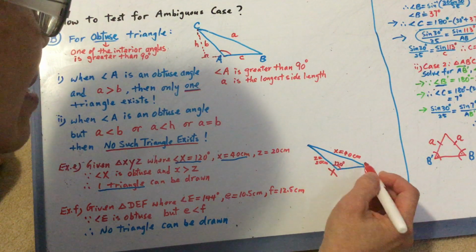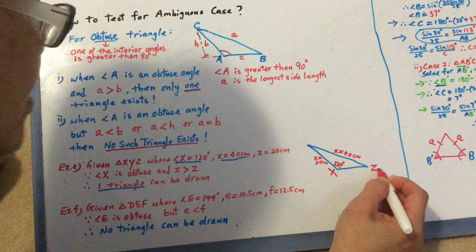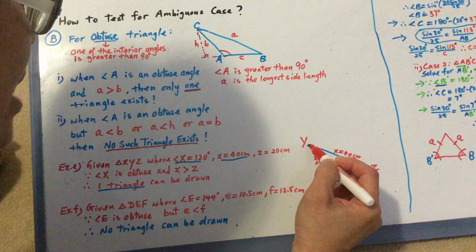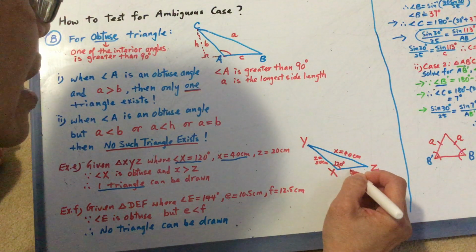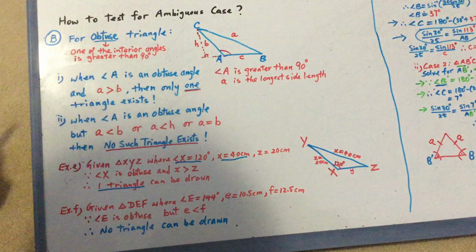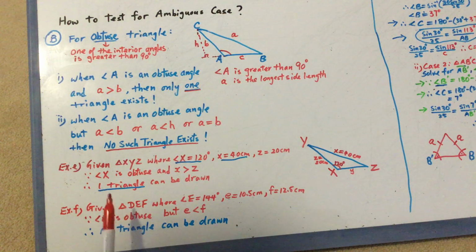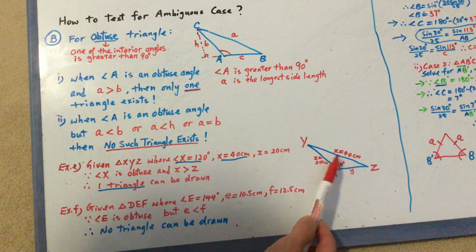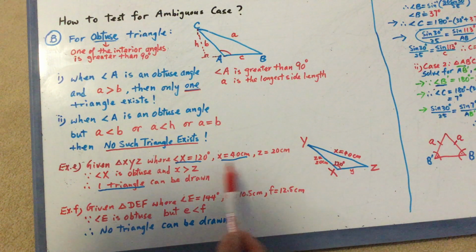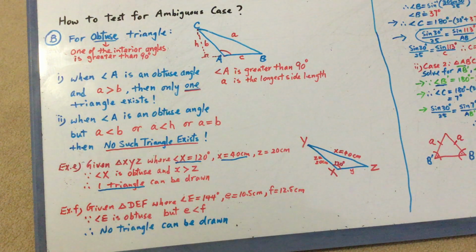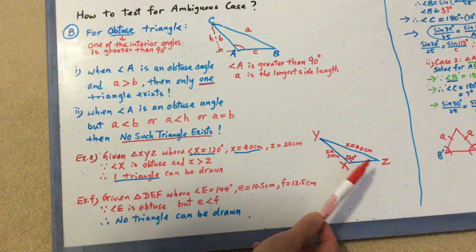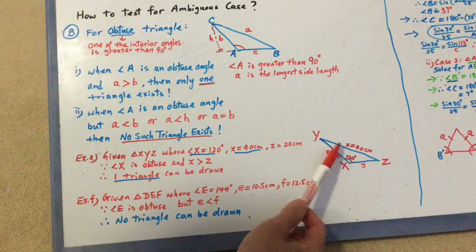If this is Z, that means this must be my angle Z, and the remaining letter, the Y, must be up here. So this must be my angle Y, and this must be my length Y, which is unknown. Since the angle X is obtuse and length X is greater than the other length, only one triangle can be drawn. Then I can try to solve the other one using my sine law method.